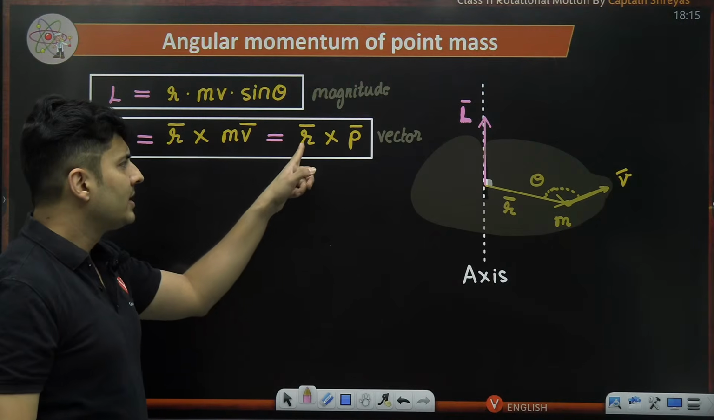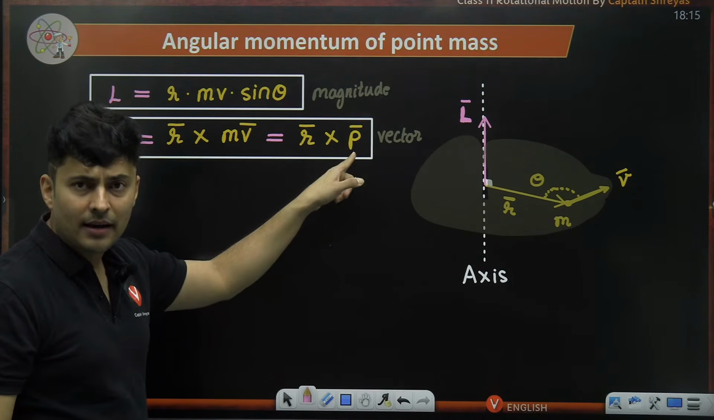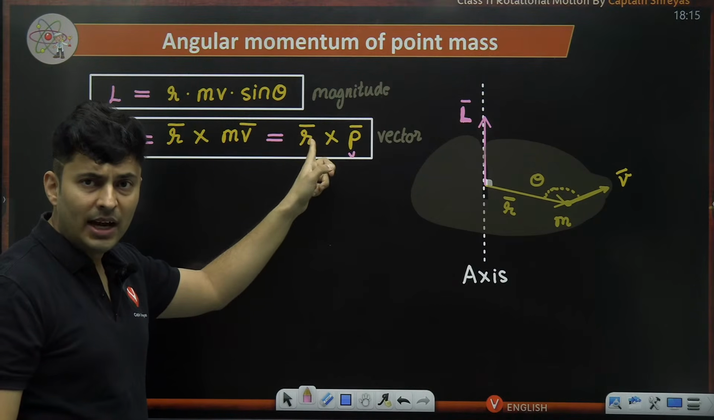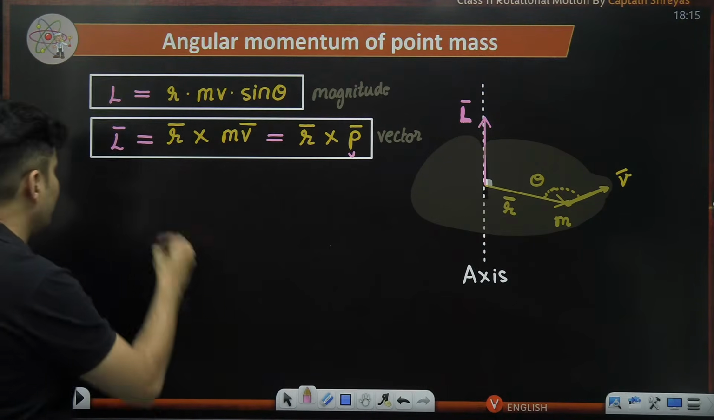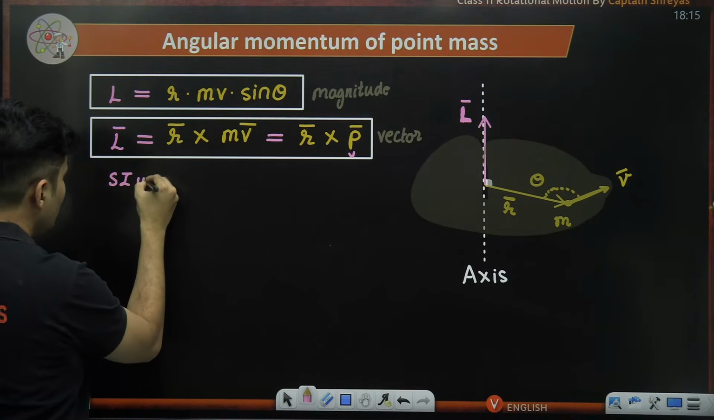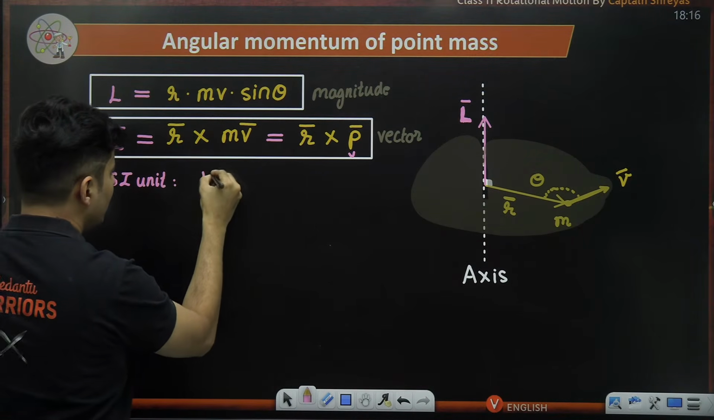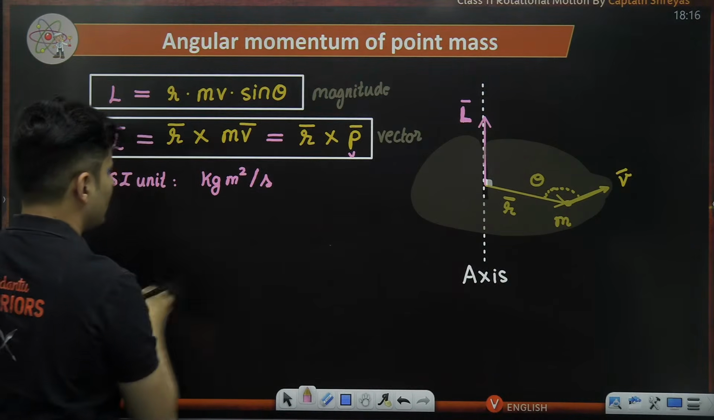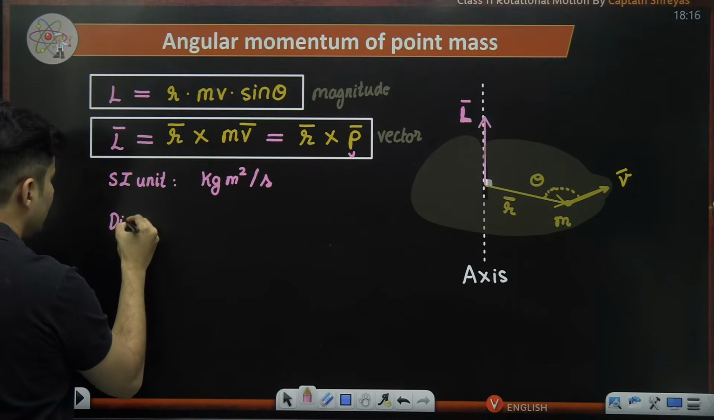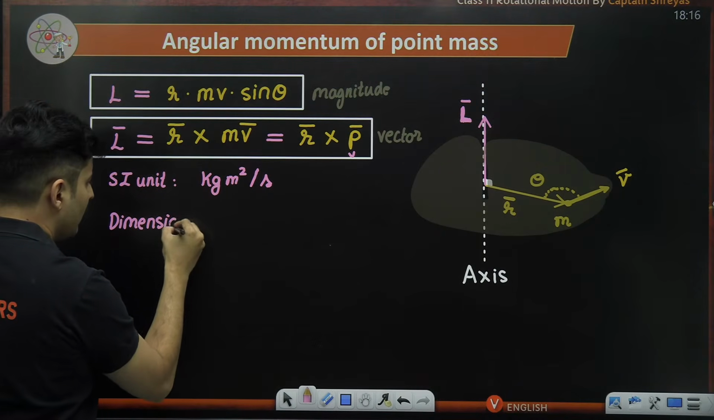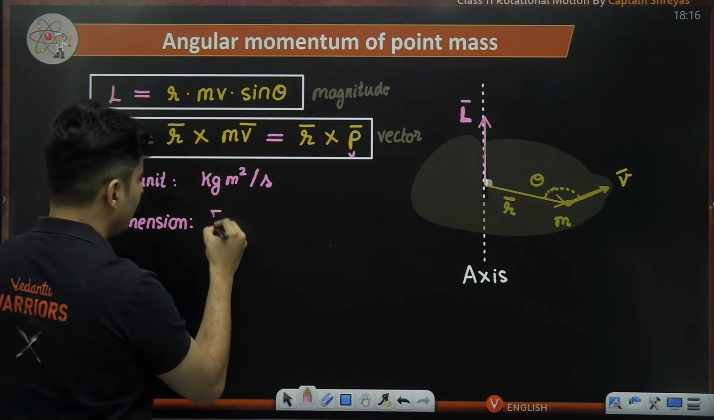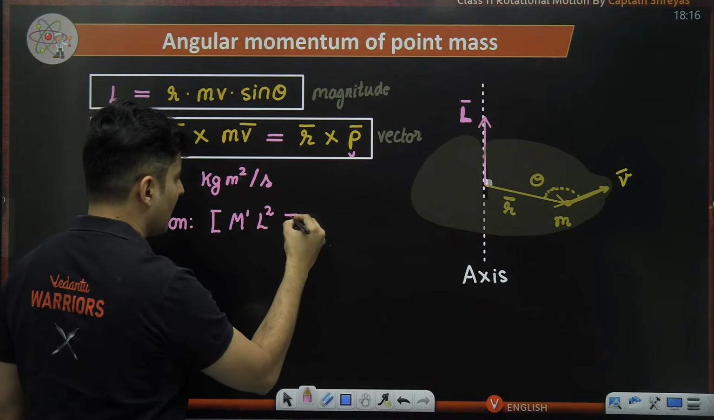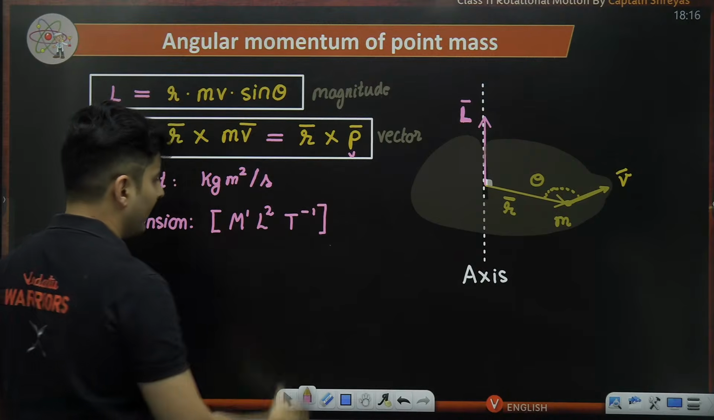See guys, this is meter, this is kg meter per second. So kg meter per second is the unit of momentum. Correct? Multiplied by meter will be kg meter square per second. So the SI unit will be kg meter square per second. If you ask me what is the dimension of angular momentum, kg means mass, so M raised to 1, meter means length but raised to 2, second means time, so raised to -1.